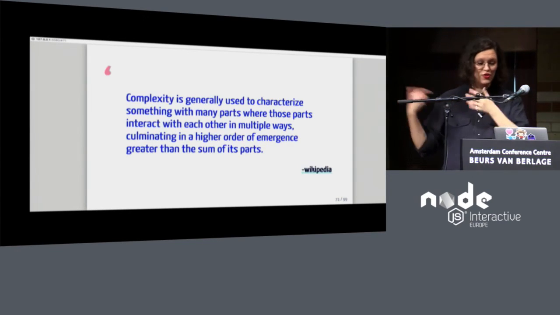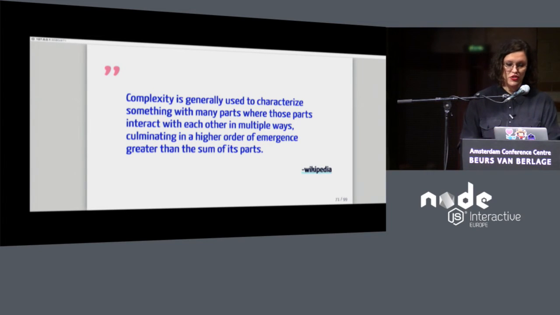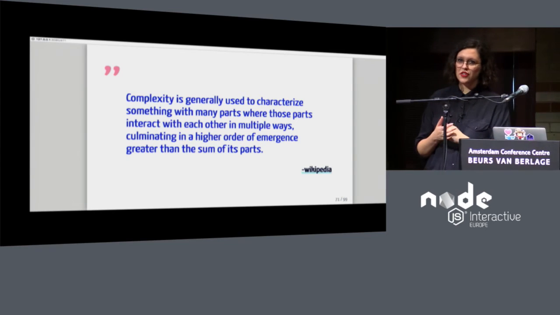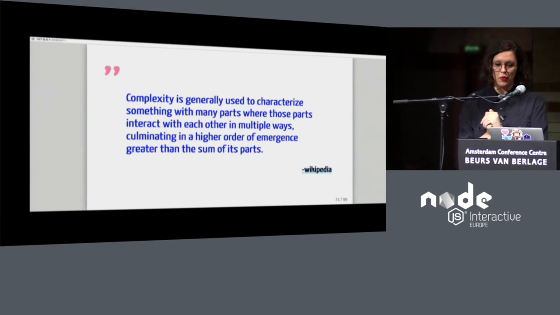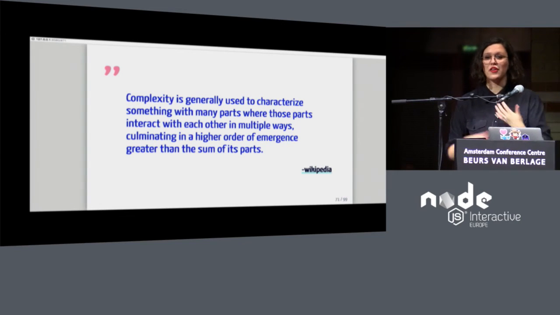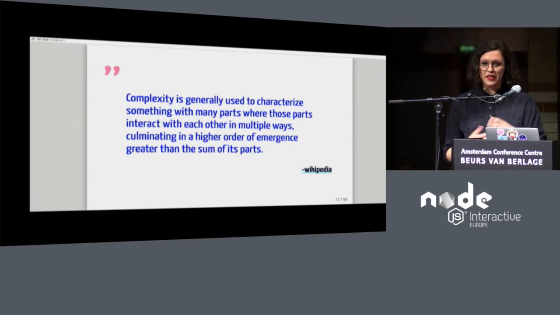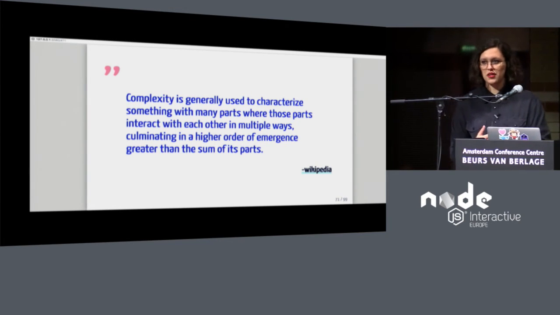Whereas Wikipedia has put it together as: complexity is generally used to characterize something with many parts, where those parts interact with each other in multiple ways, culminating in a higher order of emergence greater than the sum of its parts. Which starts to make sense in the position of automata, as a lot of the parts are interacting, and we do come up with something that's a lot more complex than the sum of its parts. But otherwise, I think that still doesn't answer the question of what complexity is in the space of automata.